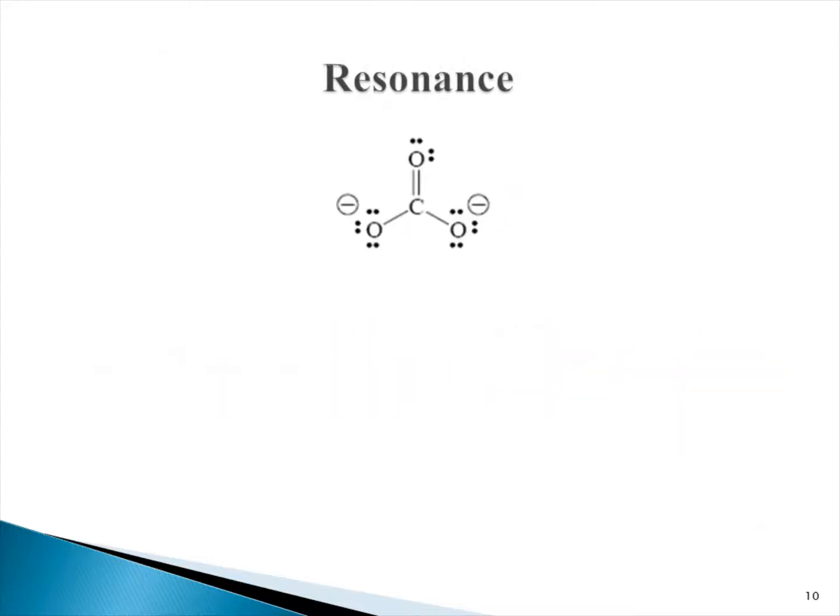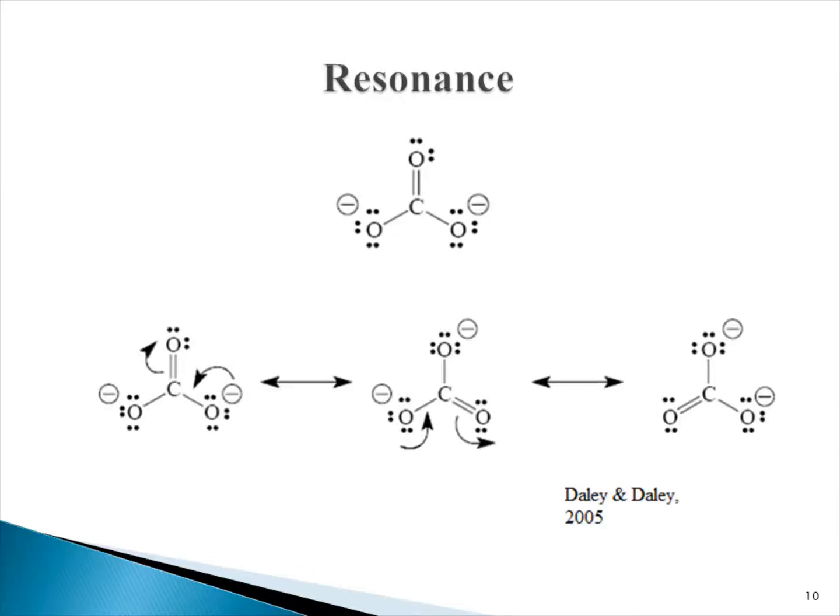Resonance. A single Lewis structure cannot satisfactorily represent some covalent molecules or ions. The carbonate ion is an example. The structure on this slide is not an accurate representation of the ion according to the experimental evidence. Evidence demonstrates that carbon-oxygen bonds are equal. The oxygen-carbon-oxygen angle is 120 degrees, and each of the oxygens bears the same amount of negative charge. The structure should represent equal distribution of electrons among the three oxygen atoms. The Lewis structure failed to do this.